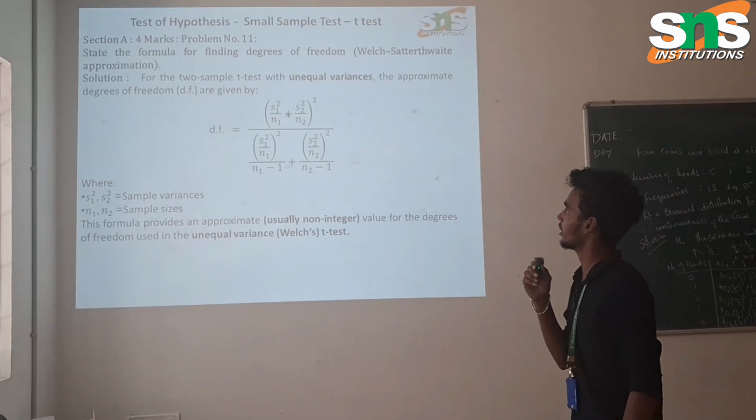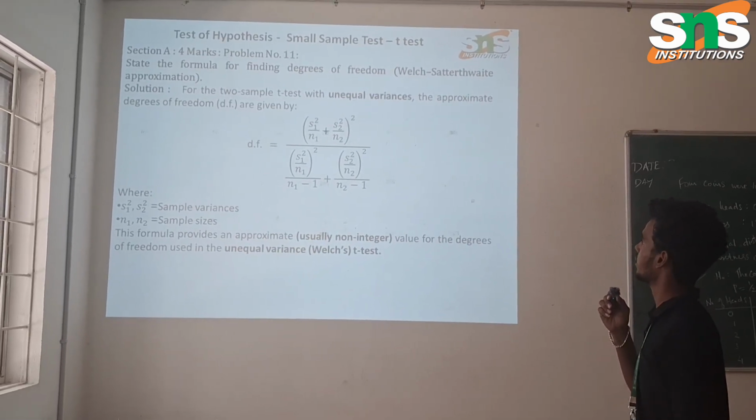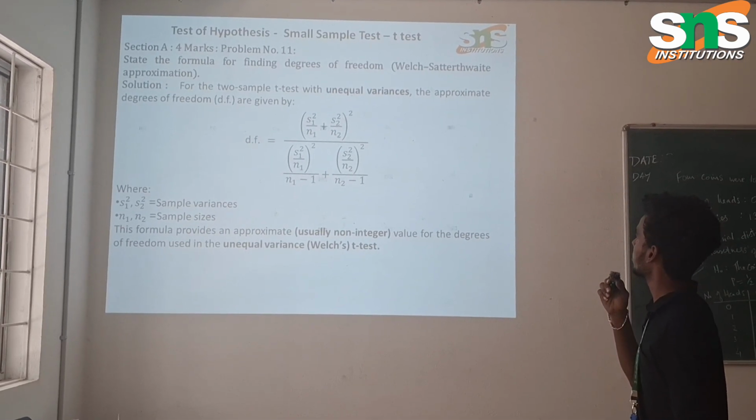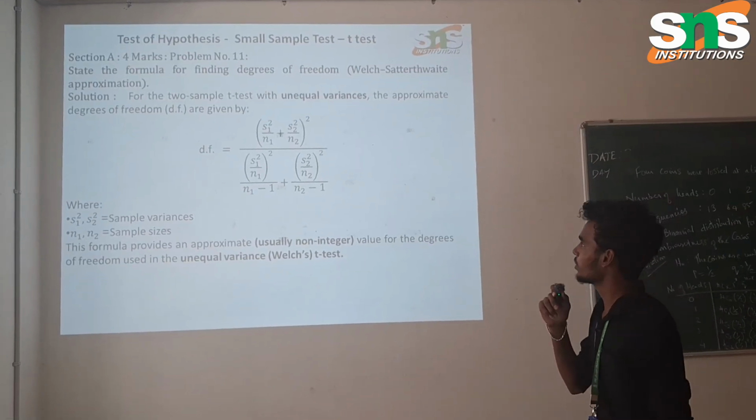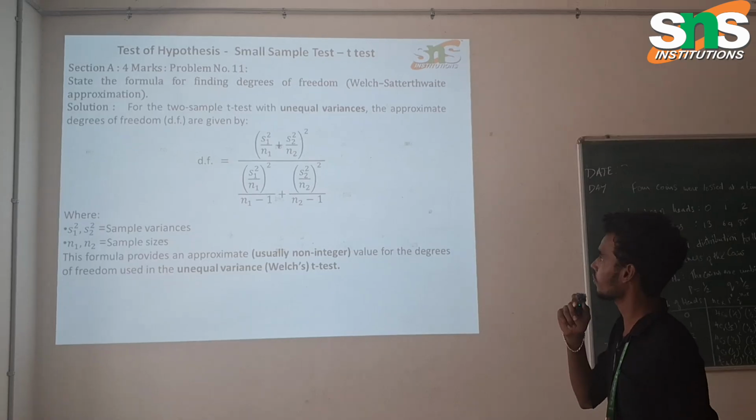Section A, 4 mark, problem number 11. State the formula for finding degrees of freedom. Solution. For the two sample t-test with unequal variance, the approximate degrees of freedom.